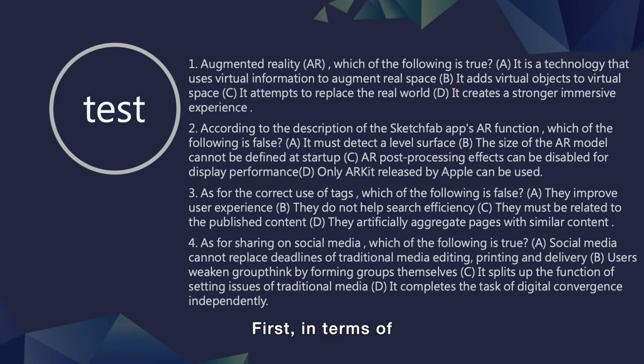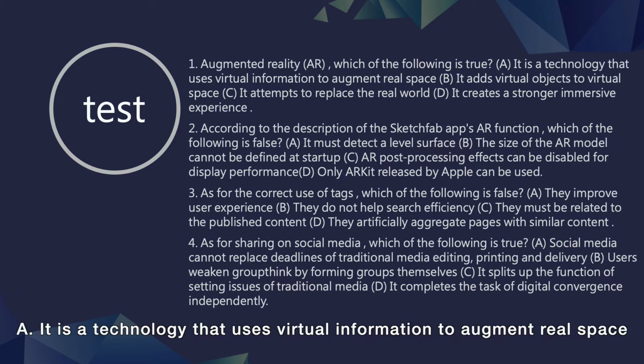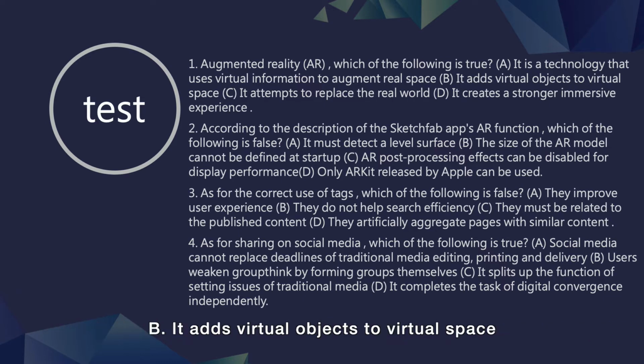First, in terms of augmented reality, AR, which of the following is true? A, it is a technology that uses virtual information to augment real space. B, it adds virtual objects to virtual space. C, it attempts to replace the real world. D, it creates a stronger immersive experience.